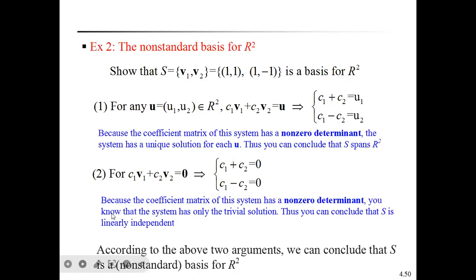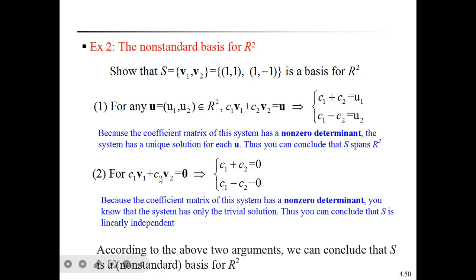Now for a non-standard basis, show that S equals {B1, B2}, that means (1, 1) and (1, -1), is a basis for R2. How can we show this? First of all, take U equals (U1, U2) belonging to R2 space, then the linear combination of U can be written as this. This gives C1 plus C2 equals U1 and C1 minus C2 equals U2. Because the coefficient matrix of the system has a non-zero determinant, the system has a unique solution for each U. Thus, you can conclude that S spans R2.